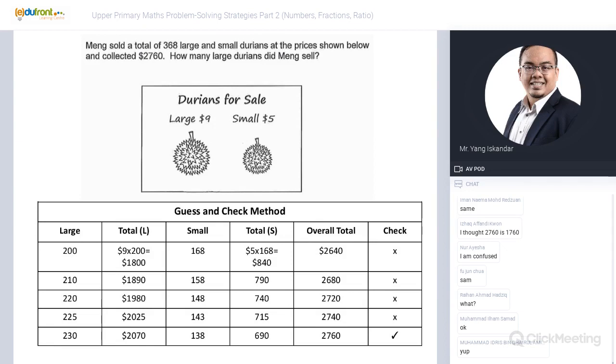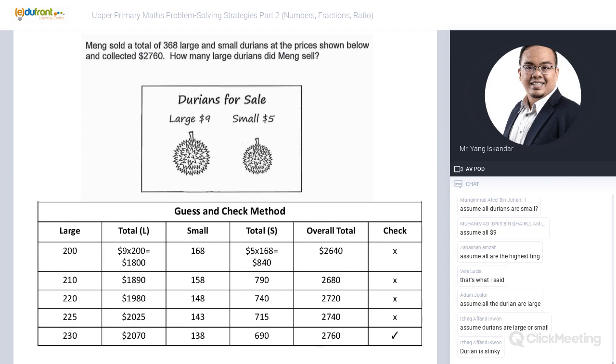Okay, anybody can tell me what is the step number 1 to use the assumption method? Assume what? First, you need to assume, right? Assume all the same. Right? What do you mean by assume all the same? You assume all the durians are either large or all the durians are small. Okay, so I'm going to assume that all the durians are small. You can assume both. All the durians are small and all the durians are large. Both of these assumptions, in the end, you get the same answer. Okay, so I'm going to show you both.